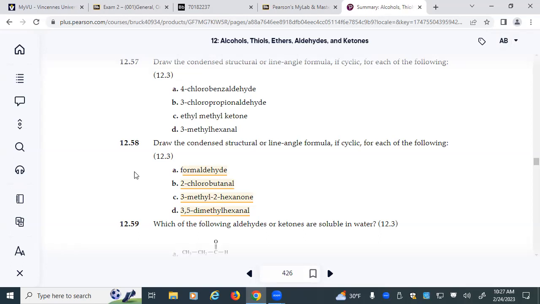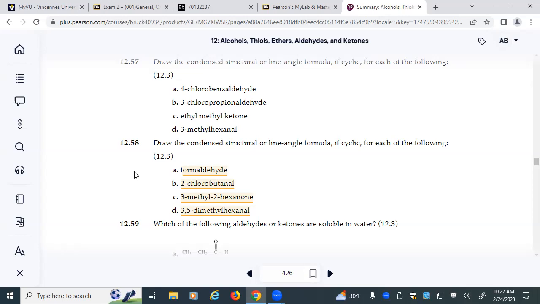Is a ketone always double bonded in the middle? So you'll always have that carbonyl group, that carbon-oxygen double bond, somewhere in the middle of the chain. That's what a ketone is. That's what separates a ketone from an aldehyde.